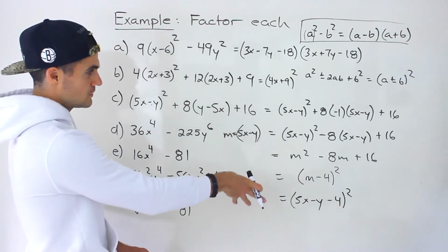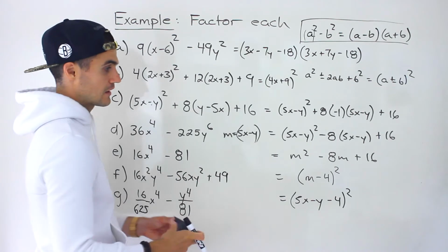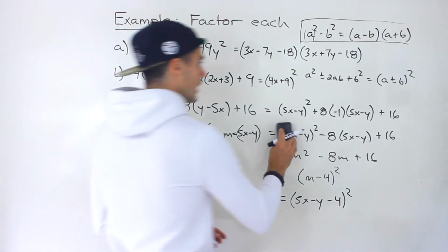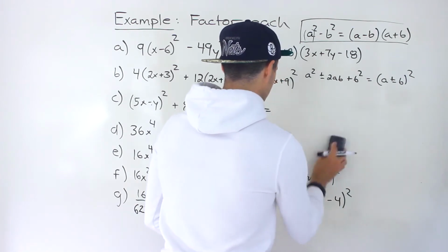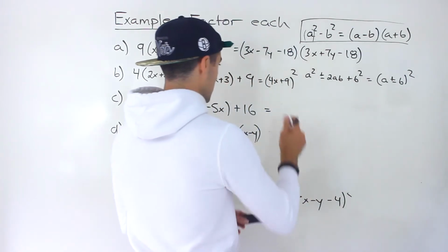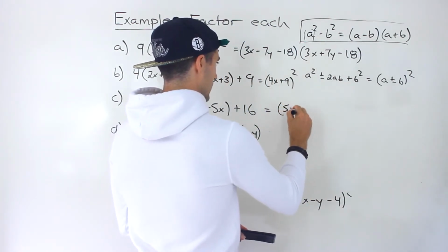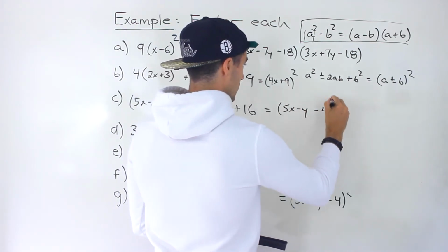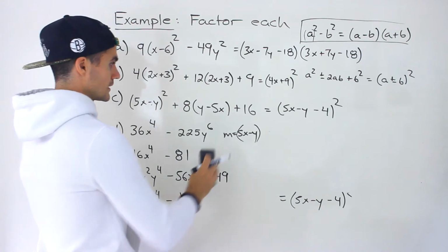So I feel like it's easier to do it this way than expand everything and then try to factor it into that. That's going to be a lot tougher in my opinion. So the final answer for this ends up being 5x minus y minus 4, and then that's going to be squared, like that.